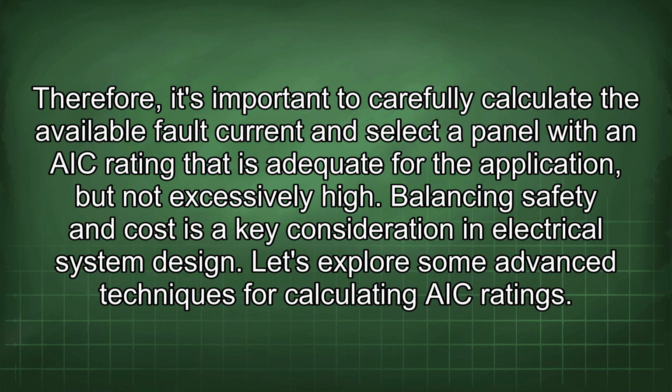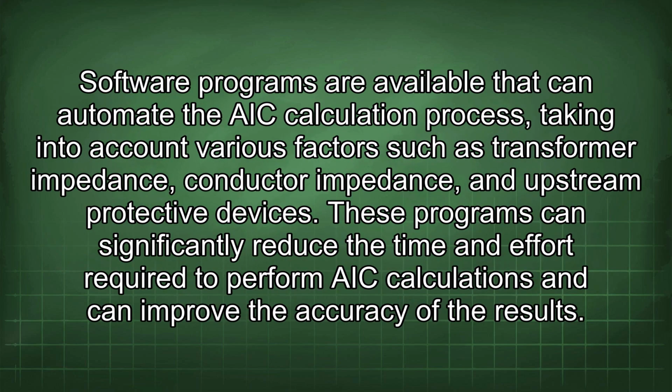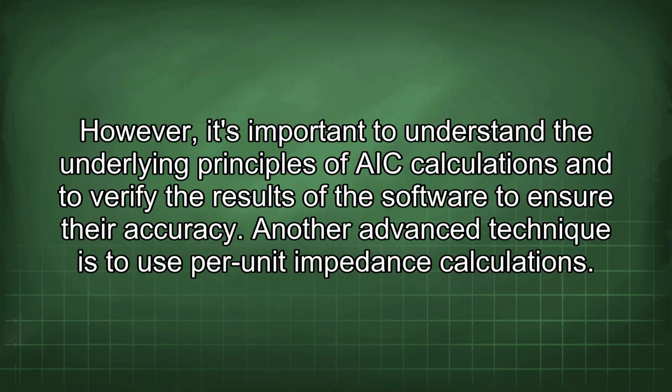Let's explore some advanced techniques for calculating AIC ratings. Software programs are available that can automate the AIC calculation process, taking into account various factors such as transformer impedance, conductor impedance, and upstream protective devices. These programs can significantly reduce the time and effort required to perform AIC calculations and can improve the accuracy of the results. However, it's important to understand the underlying principles of AIC calculations and to verify the results of the software to ensure the accuracy.